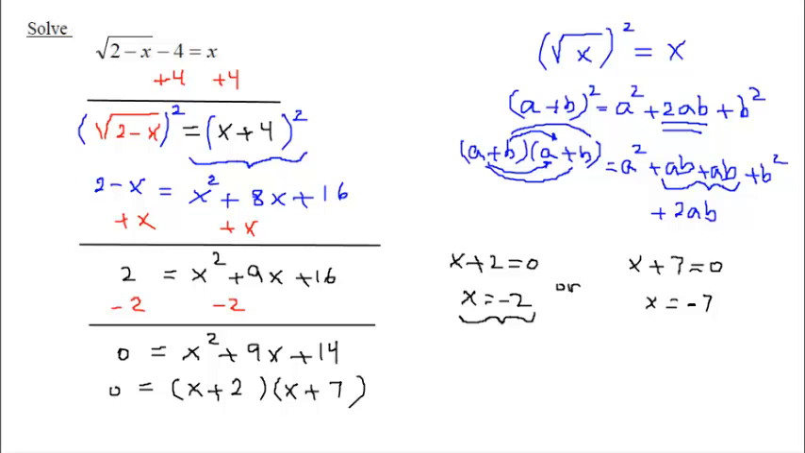Okay, here I get square root of 2 minus negative 2, minus 4, is it equal to negative 2? That's the question, right? Actually, 2 minus negative 2 would be 2 plus 2, so let's fix that. It would be 2 minus minus 2, so that would give you 2 plus 2, which is 4. So square root of 4 minus 4, is it equal to negative 2? So that would be 2 minus 4, is it equal to negative 2?